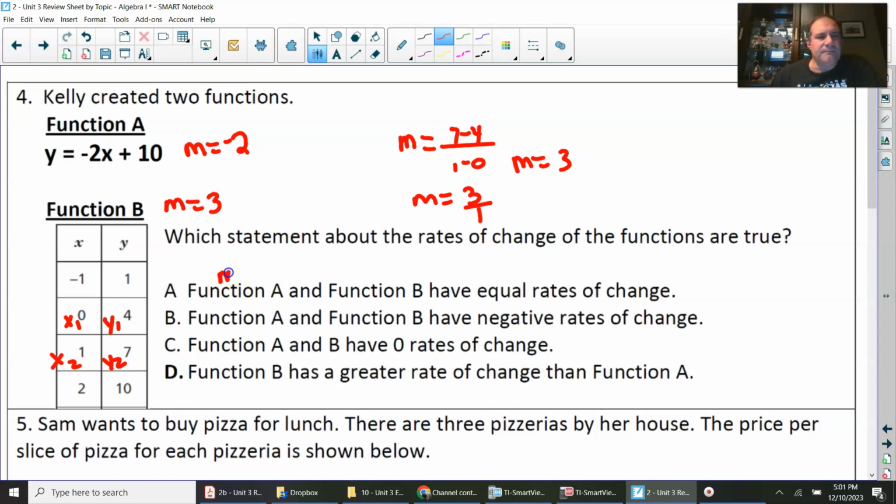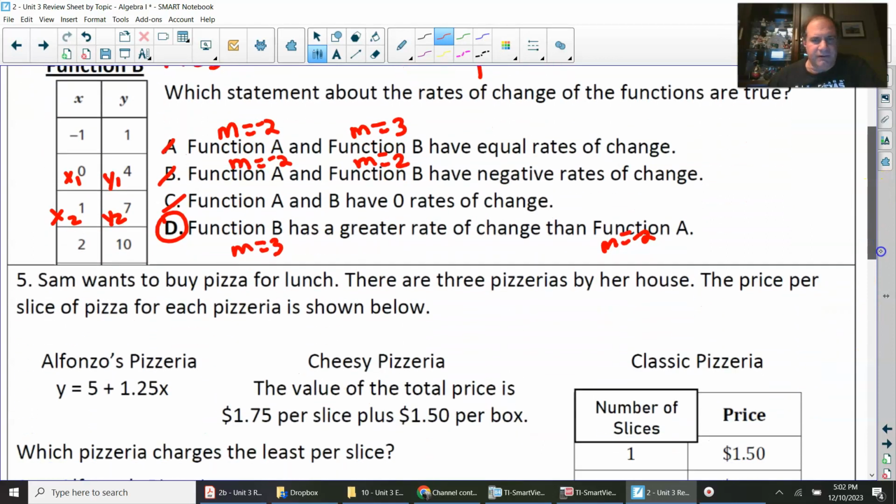Let's see. Function A and B have equal rates of change. No, they don't. Function A and B have negative rates of change. No, they don't. Both of them? No. Function A has 0. No. Function B has a greater rate of change than function A. And that is correct. Greater rate of change, 3 over negative 2, the further away from 0.